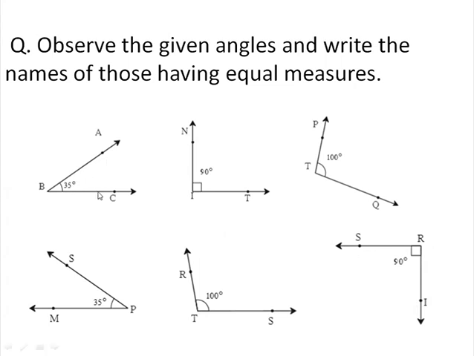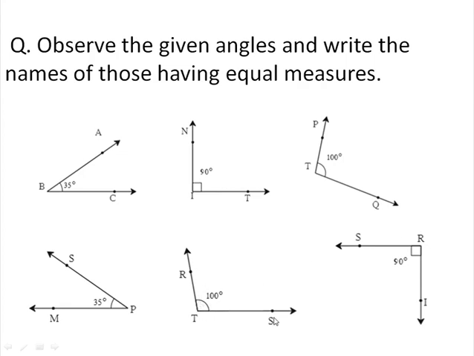Now let us see angle ABC and angle SPM. Both the angles have equal measures, that is 35 degrees. Therefore, this is the first pair of angles we get here. Angle ABC and angle SPM are the angles with equal measures. Then angle NIT is 90 degrees. Angle SRI is also 90 degrees. So, angle NIT and angle SRI are the angles with equal measures. Then angle PTQ is of 100 degrees and angle RTS is also of 100 degrees. So, this is the pair of angles having equal measures, angle PTQ and angle RTS.